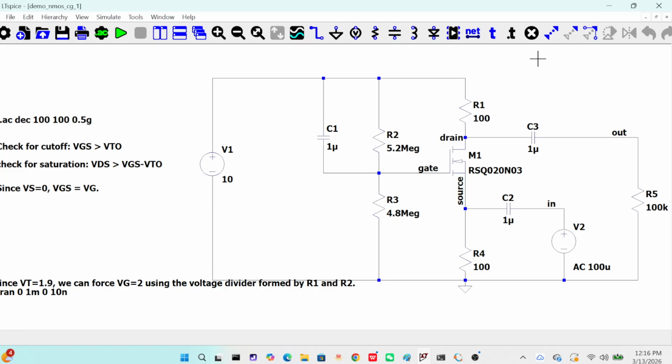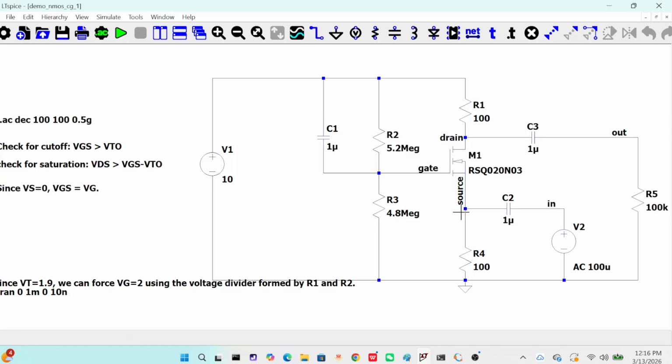Hello everyone, in this video I'm going to design a Colpitts oscillator out of a common base amplifier. To start with, we are going to base our design on the previously accomplished common base amplifier. So this is the one.